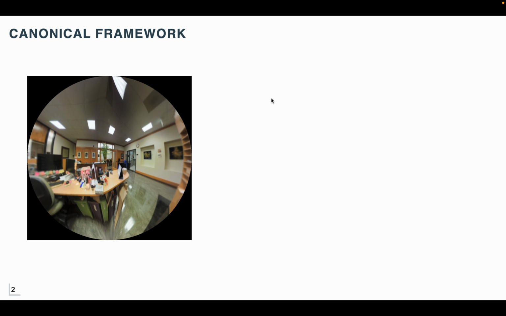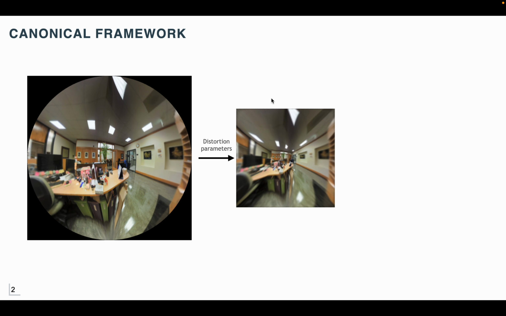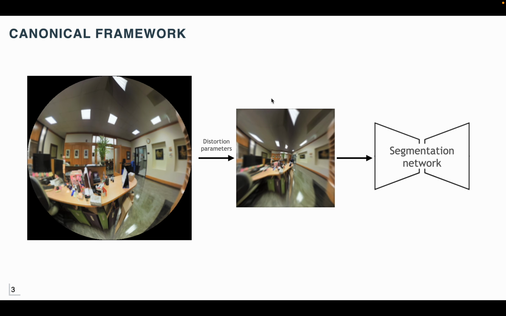What we want to do is take a wide-angle image, use distortion parameters to project it into a canonical framework, and then use any segmentation network on it. The idea is if I change the distortions of the input image, the distortions of the canonical framework remain the same. So the segmentation network will overfit on those distortions of the canonical framework, and since they are not changing, it will be able to learn the geometry of different objects.